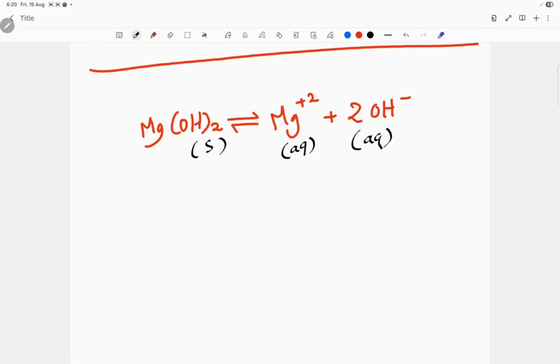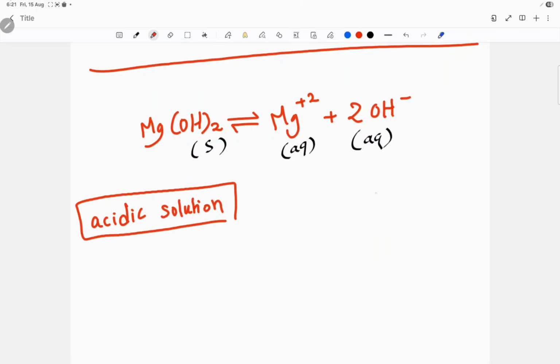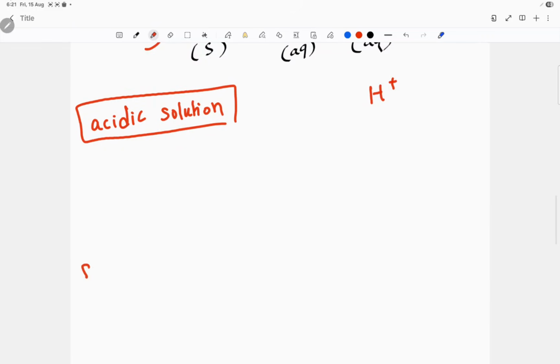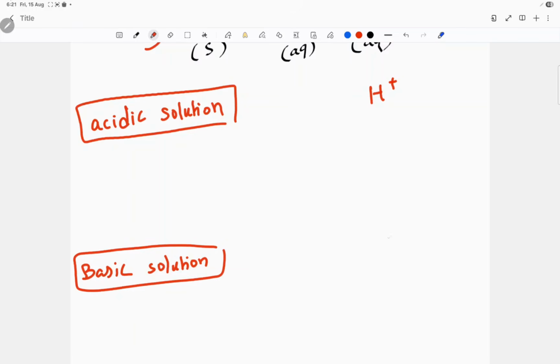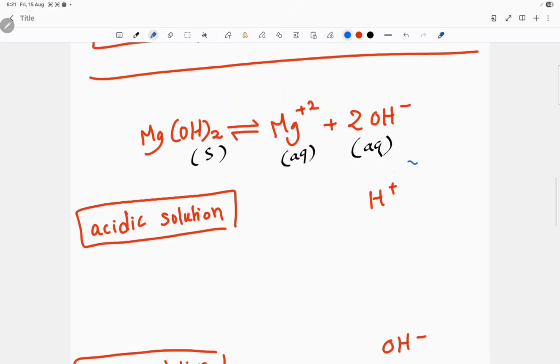You know what that is, hydroxide? Yeah, OH negative. Now, if I say that you will take this base and put it in an acidic solution, what I basically mean is you'll put it in a solution with lots of H plus. And if I were to say you put that thing in a basic solution, do I have OH in it? Yes, as a product.